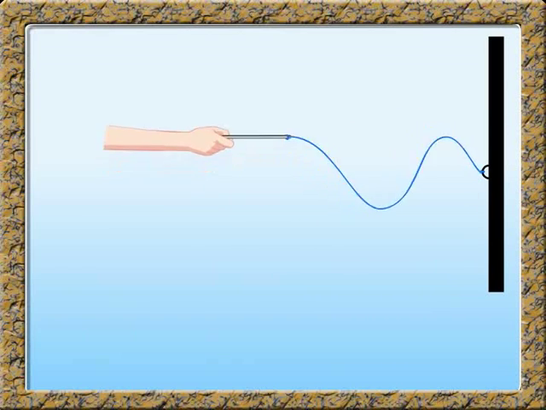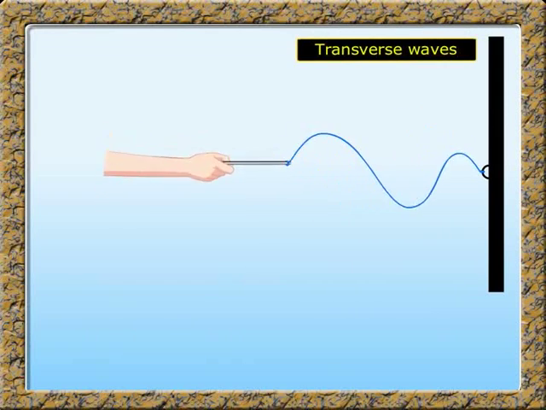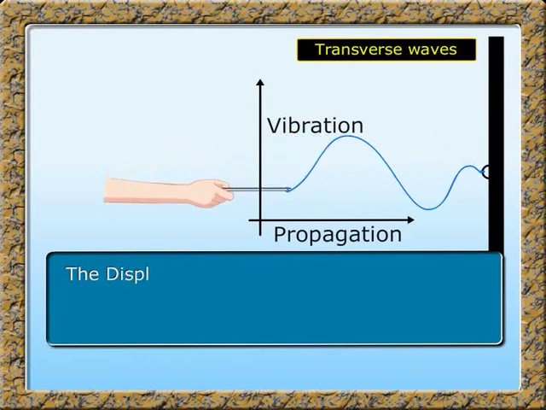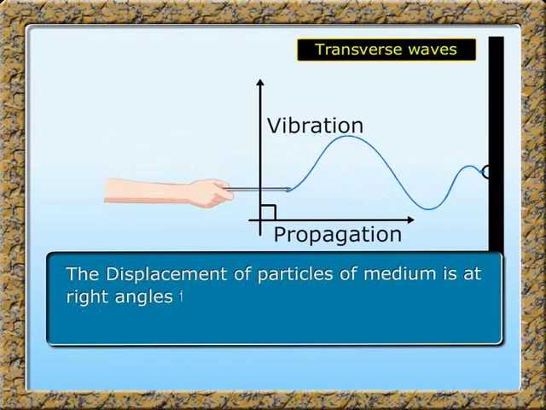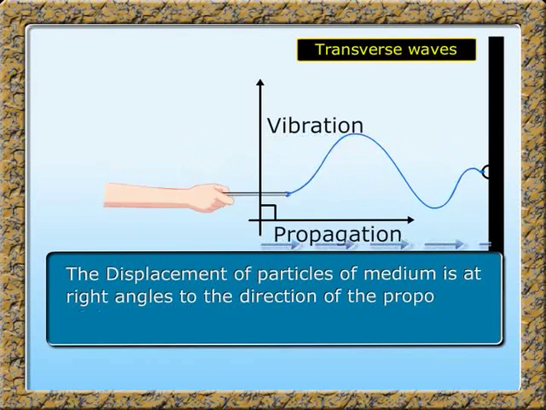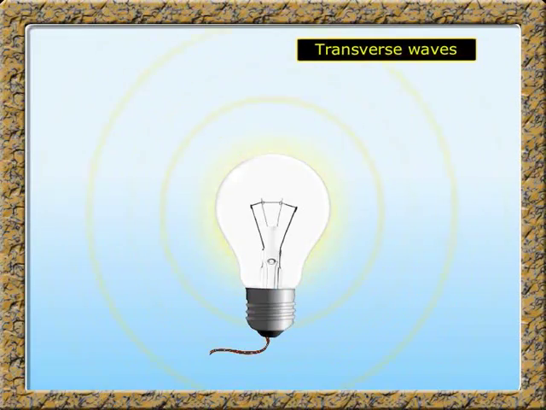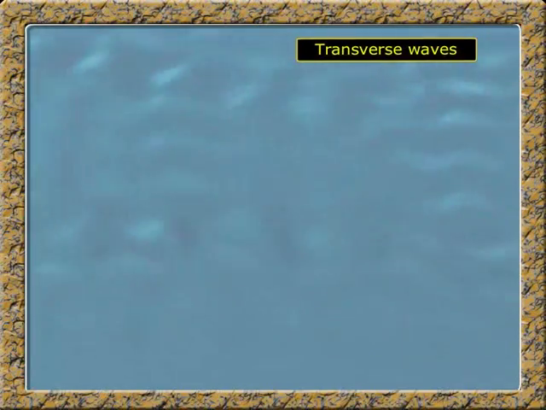A bump is formed on the rope which travels in the forward direction. These waves are called transverse waves. Here, in a transverse progressive wave, the displacement of particles of a medium is at right angles to the direction of the propagation of the wave. Light waves and water waves are transverse waves.